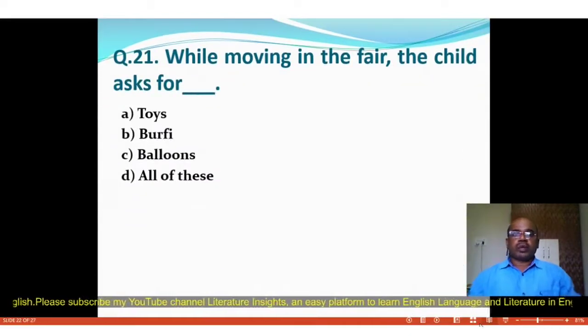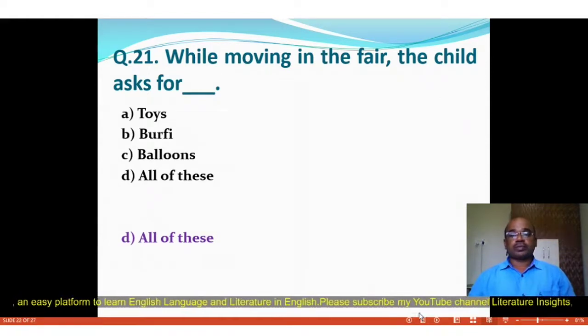Question number 21. While moving in the fair, the child asked for blank. A. Toys. B. Burfi. C. Balloons. D. All of these. The correct answer of this question is D. All of these. While moving in the fair, child asked for toys, burfi and balloons.